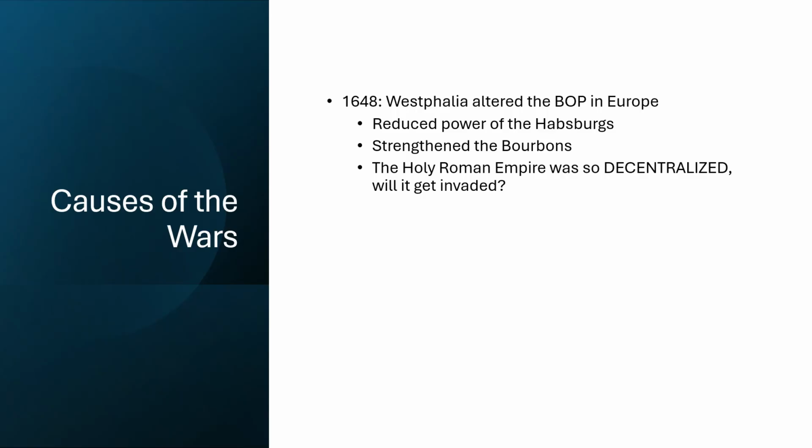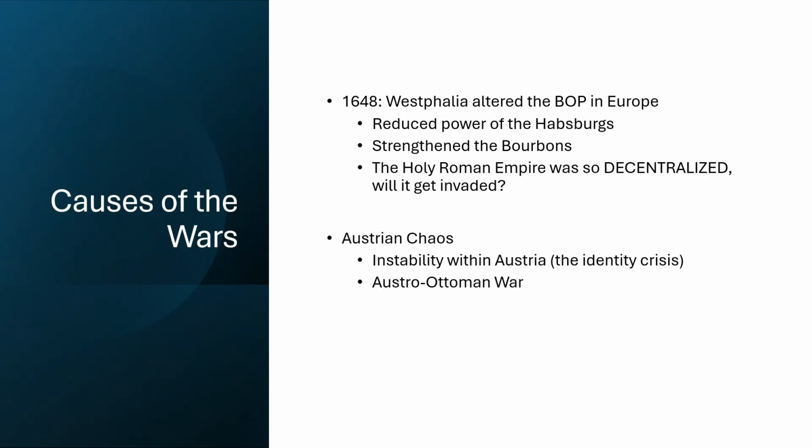We also talk about how the Holy Roman Empire is still decentralized. What's going to happen there? Then we talk about Austrian chaos and the instability with Austria. They had an identity crisis that ultimately was going to be solved and fulfilled by that Austro-Ottoman War that we've already talked about. I believe it was the Peace of Karlowitz that really brought it into that. And now, instead of Austria being this chaotic, destroyed country, they're now maneuvering. They've been transformed, right? Well, Central Europe is going to be a power vacuum that could alter the BOP.